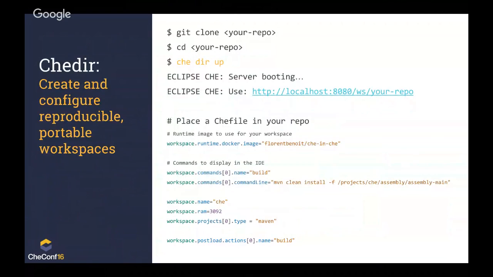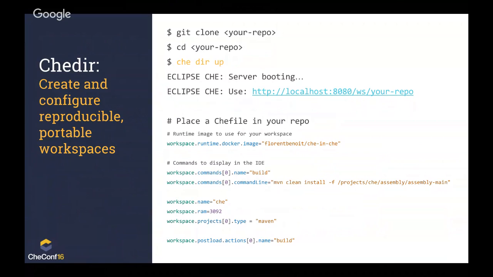We've also added in a utility that we call Chater. This is very important for providing configurable and reproducible workspaces. And Chater, the simplest way to think of Chater is that it's like Vagrant, but for Che here. And so you can now, on your desktop, do a git clone repo. You can go into that source repo, and then you can do a Chater up on it.